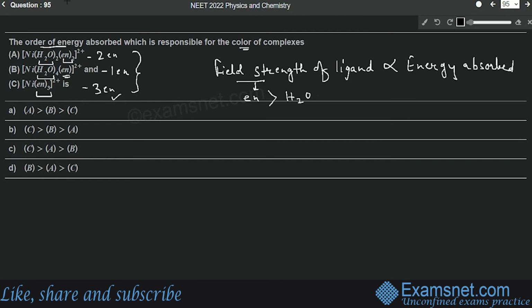That means the complex having the maximum ethylenediamine will have maximum field strength, which means it will absorb maximum energy. So the maximum energy will be absorbed by the third one, then the first one because it has two ethylenediamines, and lastly the second one because it has only one ethylenediamine. So the correct order will be C, then A, then B. Out of the given options, option C will be the correct answer.